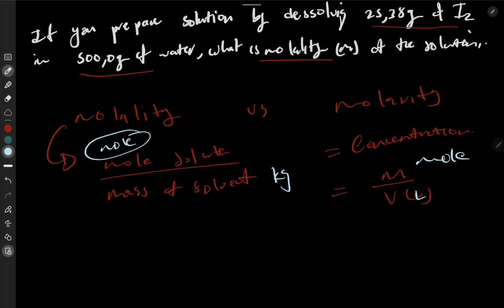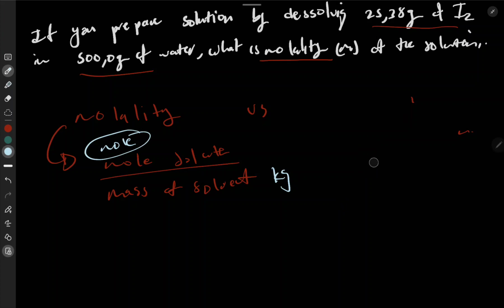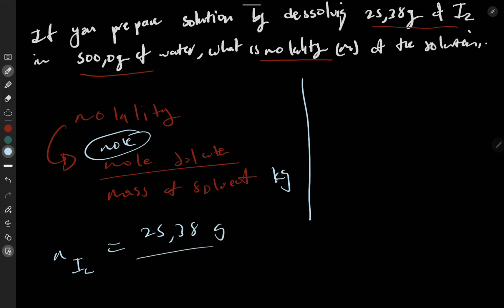So the problem reads, let's just try to read the problem. The problem is focused on molality. Let's just remove anything that is not about it. So it's moles of the solute. The solute here is iodine, right? We need to get the number of moles of iodine. The number of moles of iodine is going to equal the mass of iodine, which is given there, 25.38 grams, all over the molar mass of iodine.